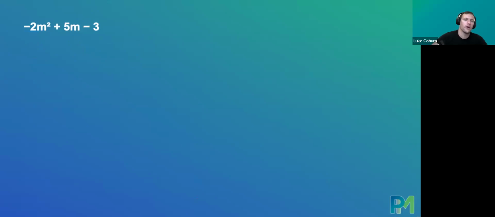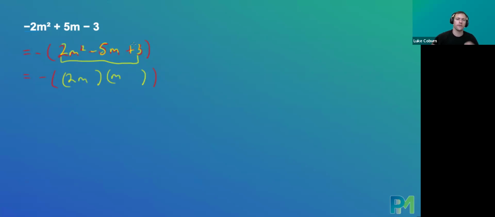Okay, so now I get to this one here. Again, I have this minus 2 at the front. I want to make my life a little easier, so I'll take the minus outside the brackets, and I'm going to keep that minus outside the brackets the whole time. Now I'm just going to concentrate on this inner part here. That's going to be 2m squared minus 5m plus 3. So we have a 2m and an m.